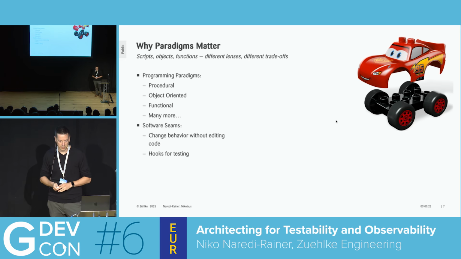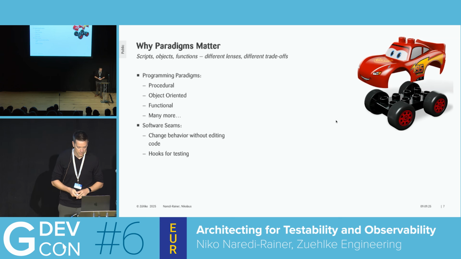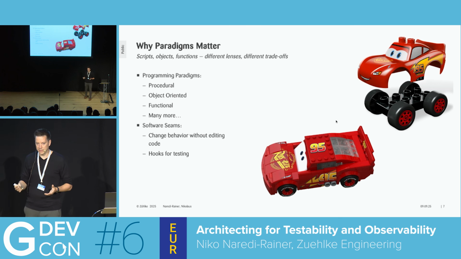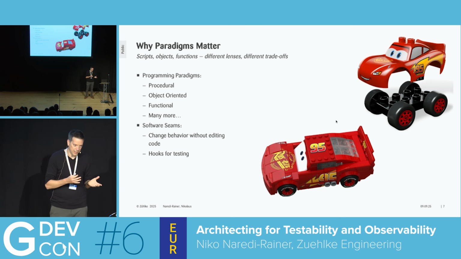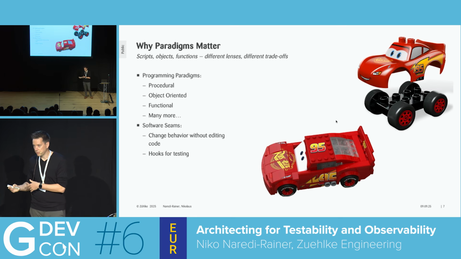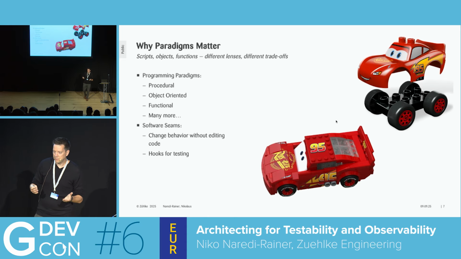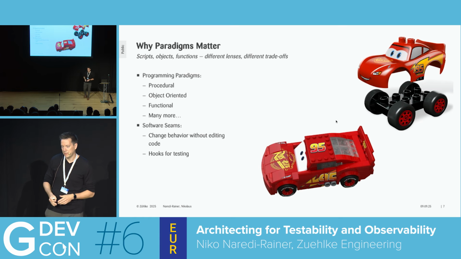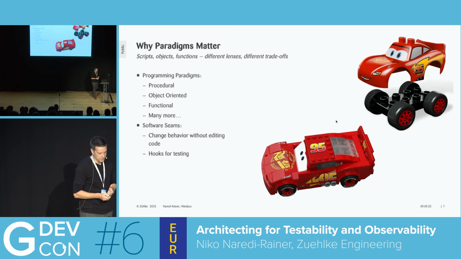But if you later want to change things, there's not so many seams in that piece of Duplo. When you take now object-oriented programming and compare that to that same Lightning McQueen, but built from Lego bricks, that, for example, makes it easier if you just want to replace the front windshield. You open it, you take it out, put a new one in, close it, and you're done. That's pretty much impossible when you're just taking a look at the first Duplo Lightning McQueen.